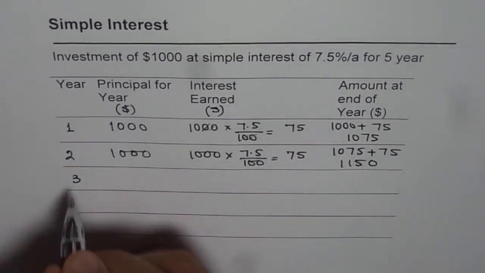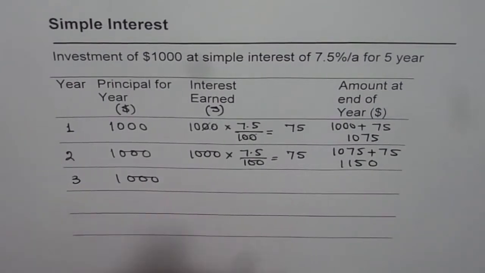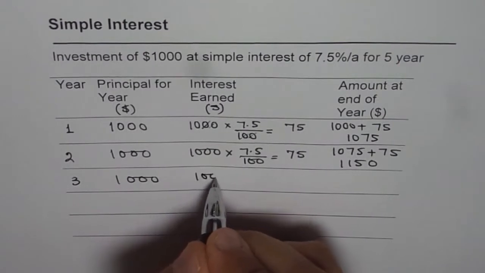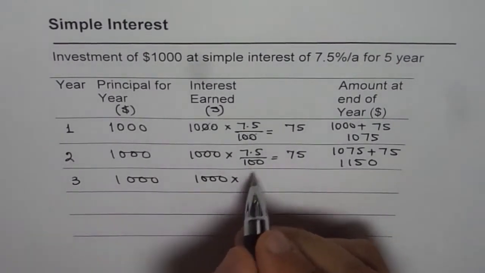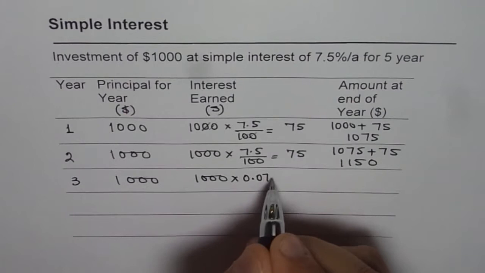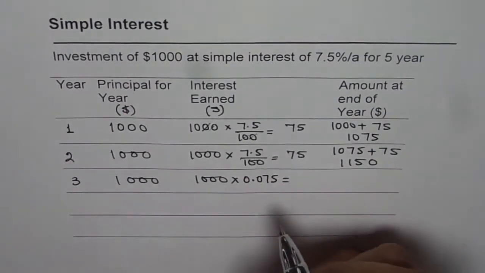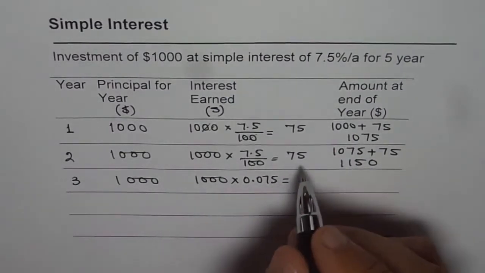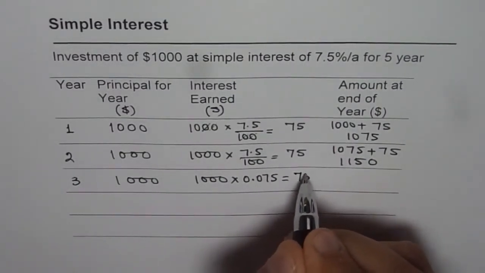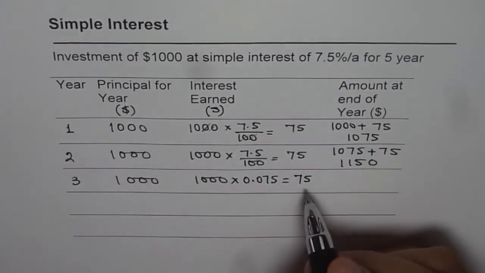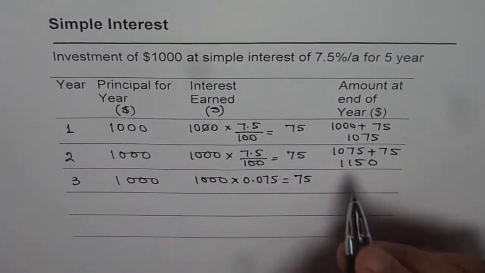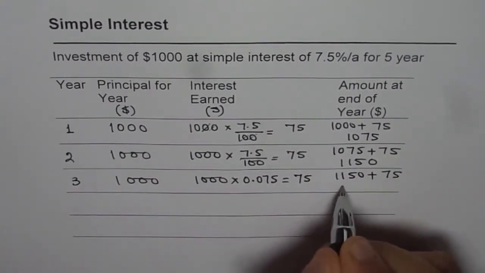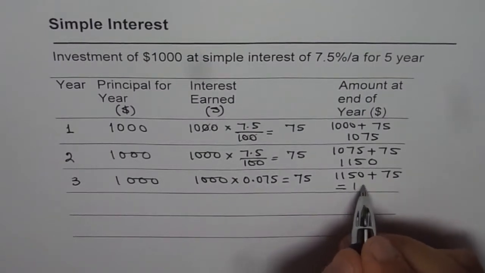Now the third year, it is simple interest, so it is always paid on the original principal amount, which is $1,000 times, we could also multiply by 0.075, correct? So it's an alternate way of writing 7.5 divided by 100, or 0.075. So the third year again, the interest earned is $75. So the previous amount gets increased by 75. So we have $1,150 plus 75, correct? And that gives us a value of $1,225.